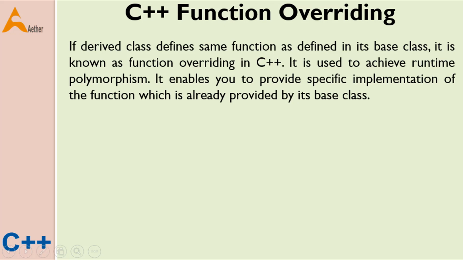Now let's see function overriding in C++. If a derived class defines the same function as defined in its base class, it is known as function overriding in C++. It is used to achieve runtime polymorphism. It enables you to provide a specific implementation of the function which is already provided by its base class.